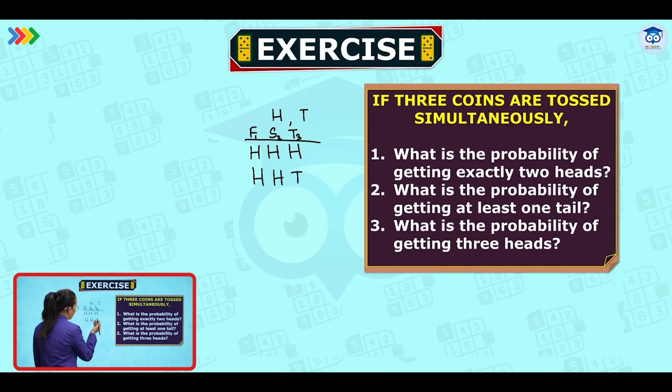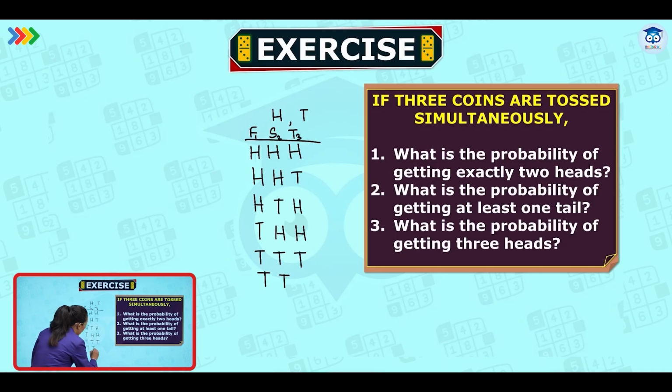Last coin gets tail, right? So then head, tail, head, then tail, head, head, then tail, tail, tail, tail, tail, head, then tail, head, tail, then we have head, tail, tail. So total number of outcomes will be 8, right? 2 into 2 into 2. How to decide it like this? How many possible outcomes will be there?